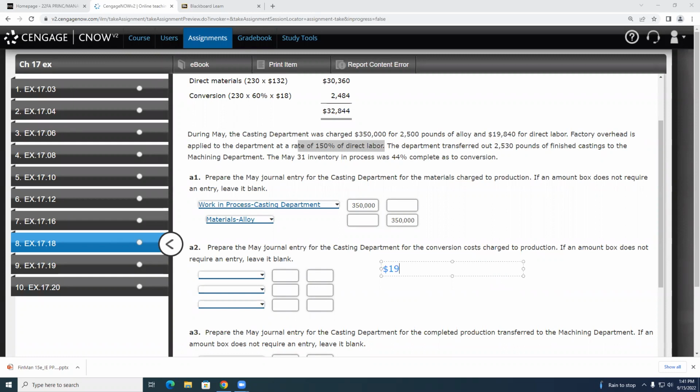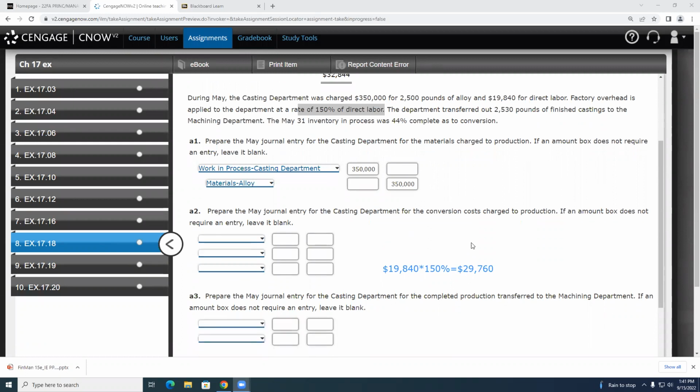Actually, there's probably an easier way for me to do that. So let's calculate our factory overhead based on the direct labor, $19,840 worth of direct labor. And we are going to apply overhead at a rate of 150% of the direct labor, $29,760. So that's the overhead that we are going to apply during the month of May based on the direct labor.